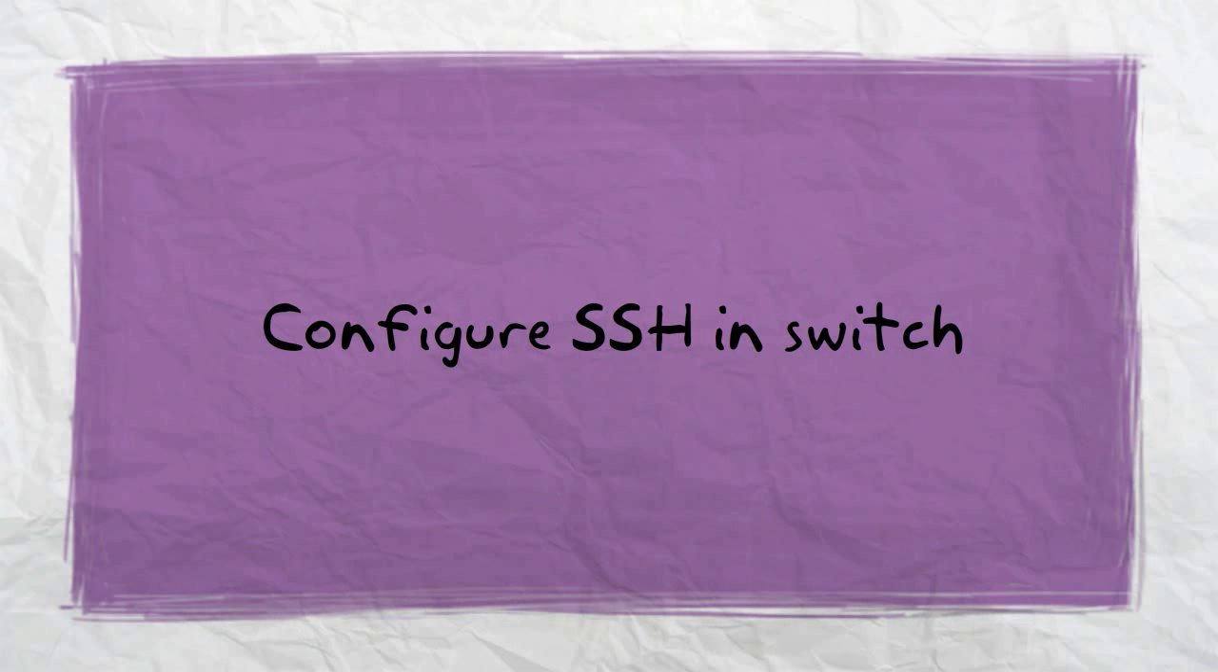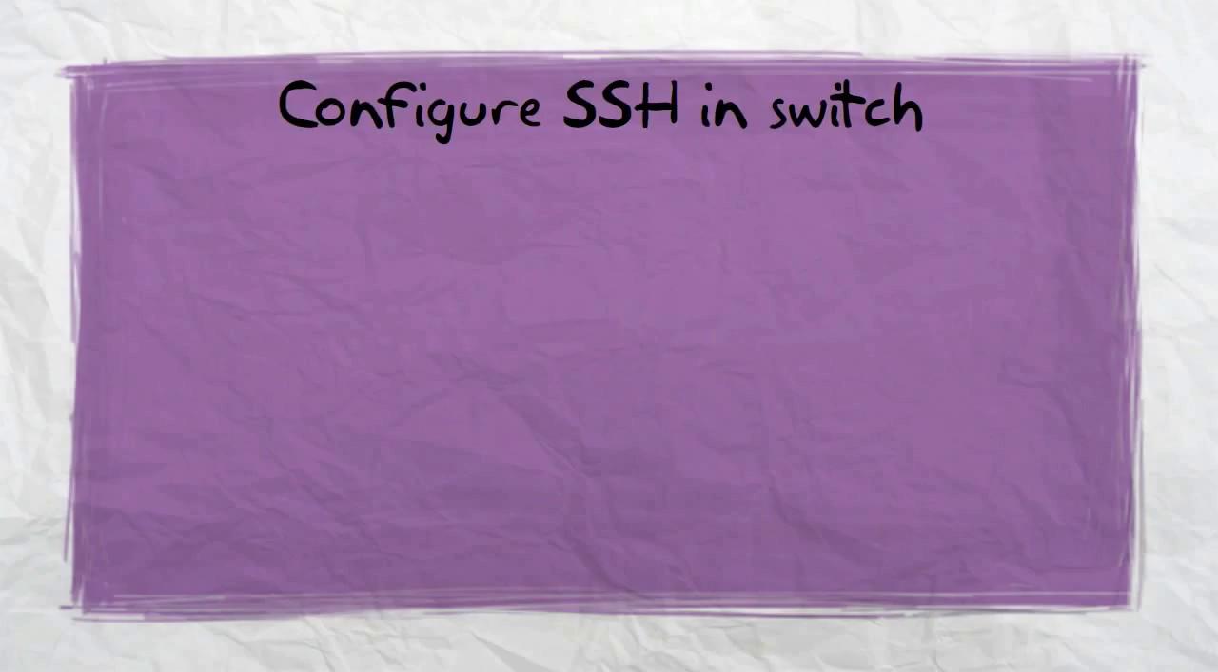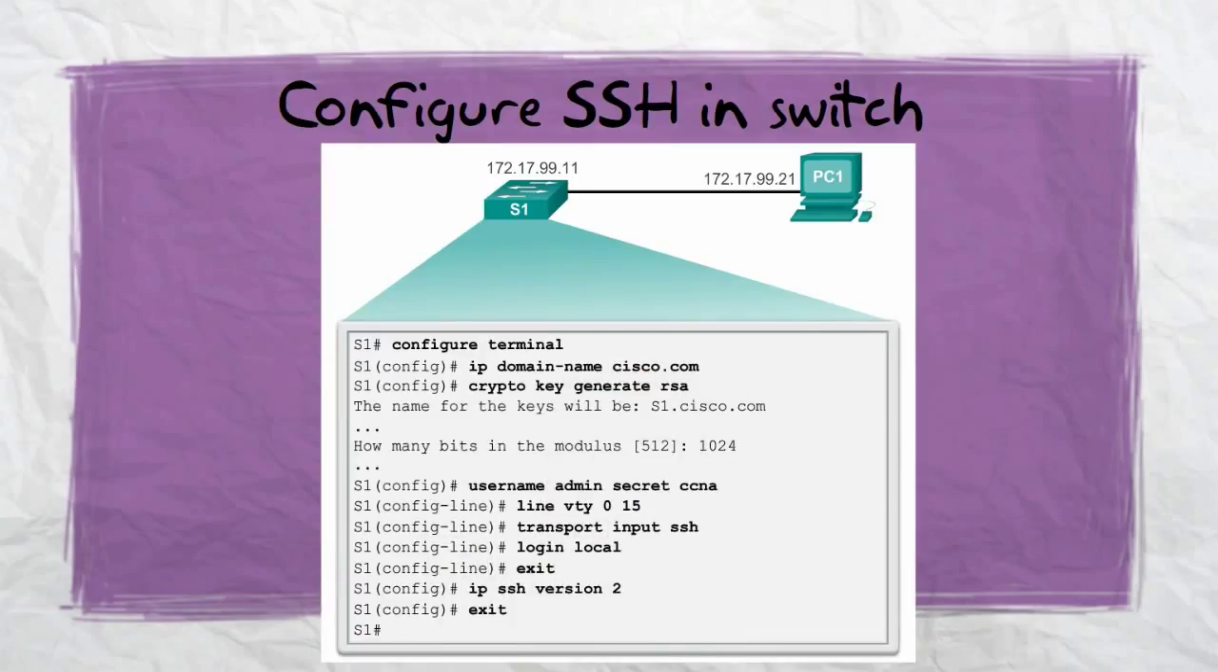Now we are configuring Secure Shell in our command line. The first step is to verify the Secure Shell support. Second, we configure the IP domain. Then we generate the RSA key pairs. Then we configure user authentication by username and secret password. Then we configure the VTY lines. And finally, we enable SSH version 2.